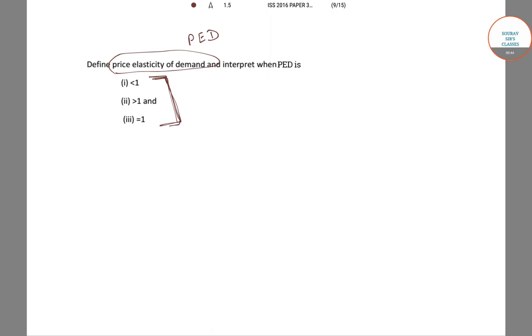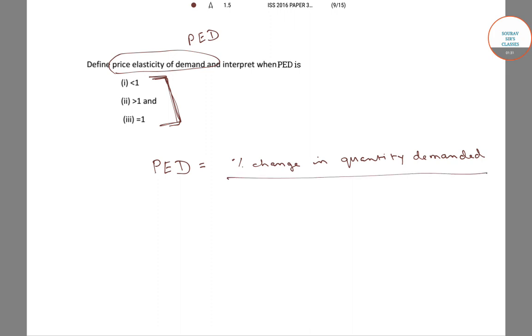Now let us start with the definition of price elasticity of demand, or what do we mean by price elasticity of demand. So the price elasticity of demand is a measure of the degree of change in demand of a commodity to the change in price of that commodity. It is the ratio between the percentage change in quantity demanded, divided by the percentage change in price.